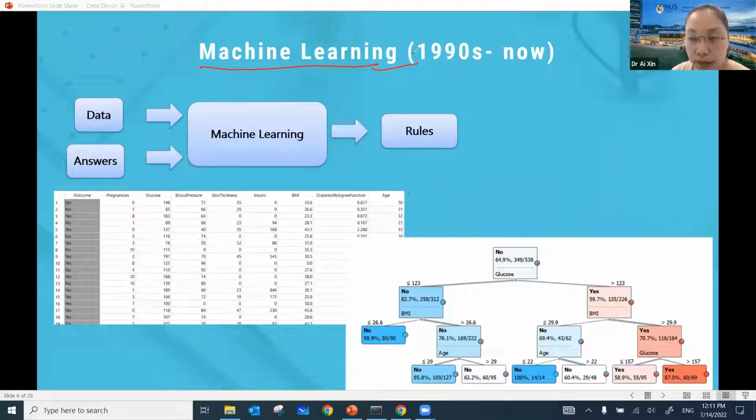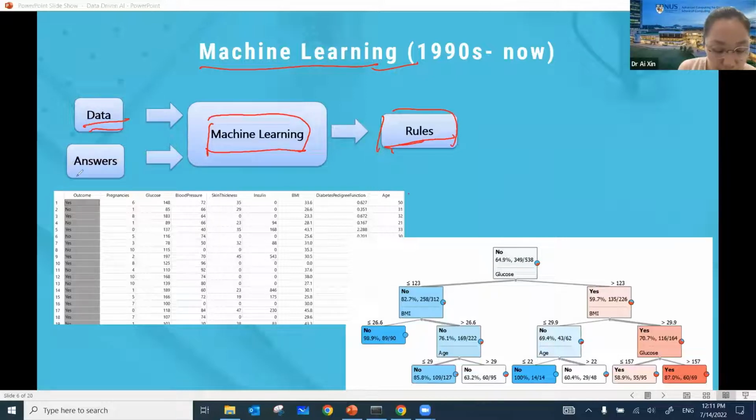Instead of designing the rules and everything, machine learning basically uses some algorithm to learn the rules. So the rules are not hard-coded. The rules are learned from data and some labels or target. So we need some data.